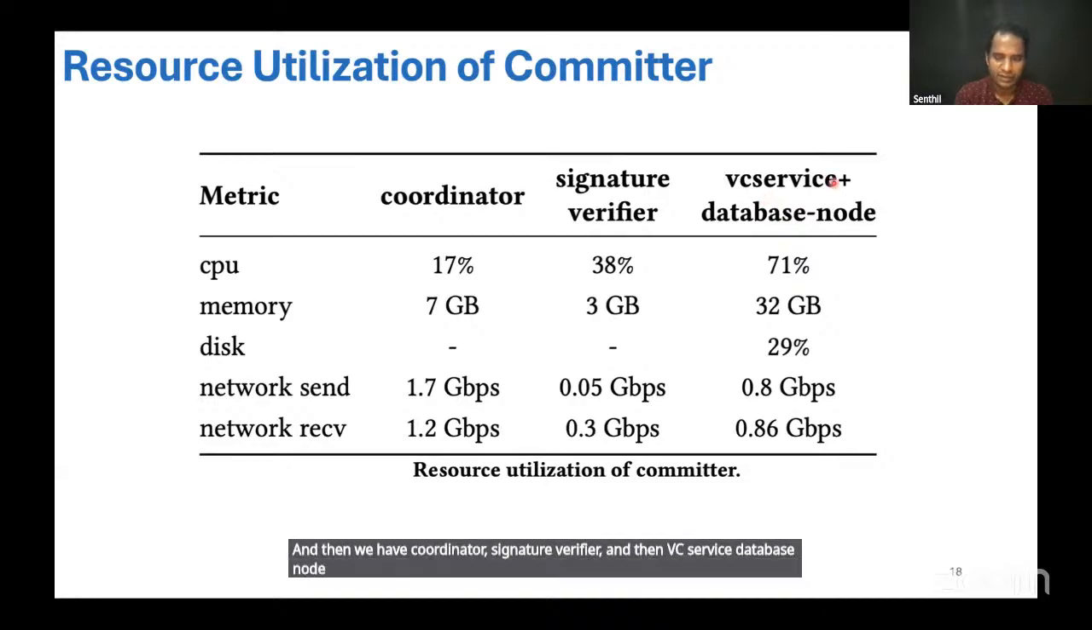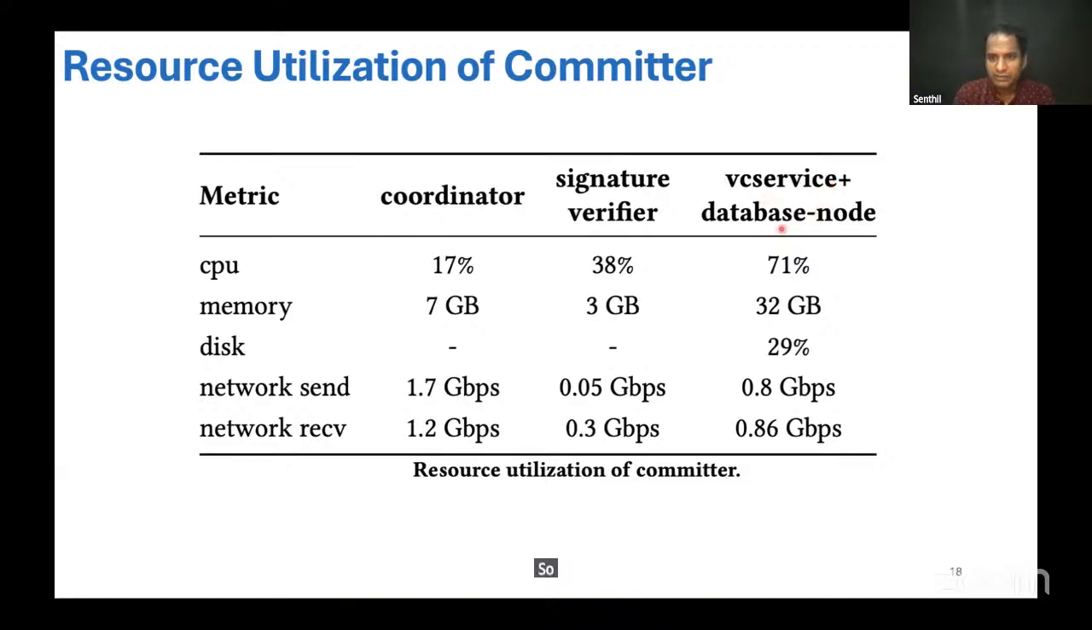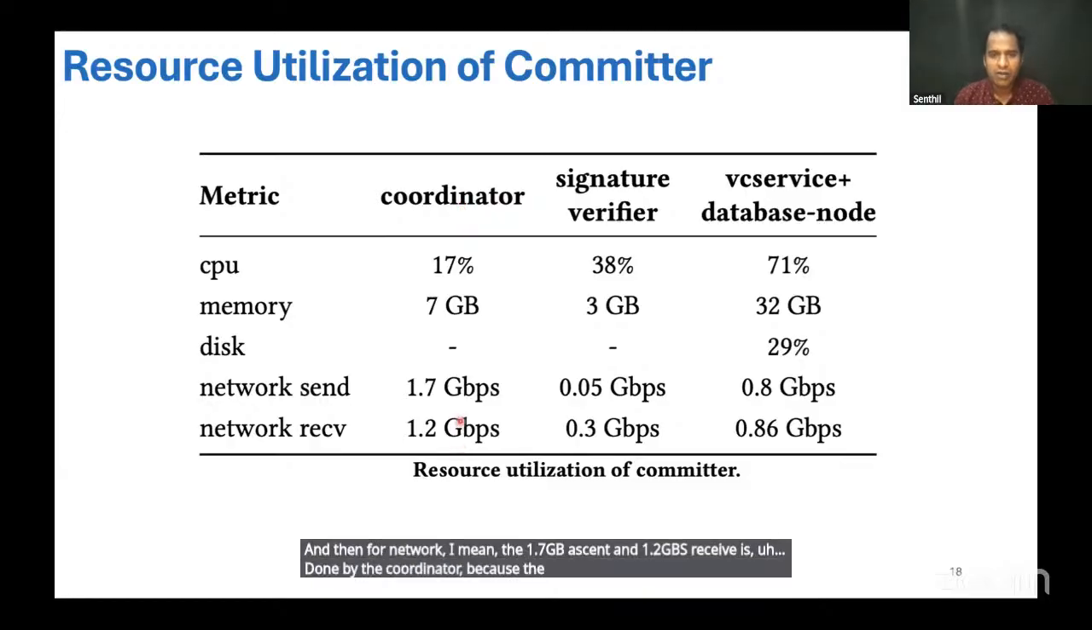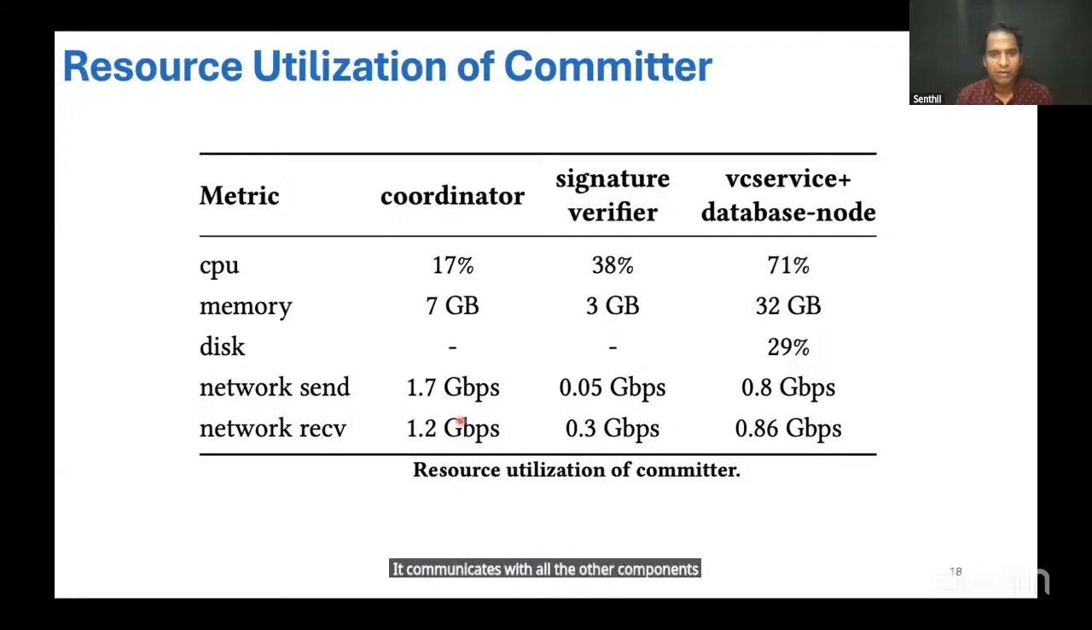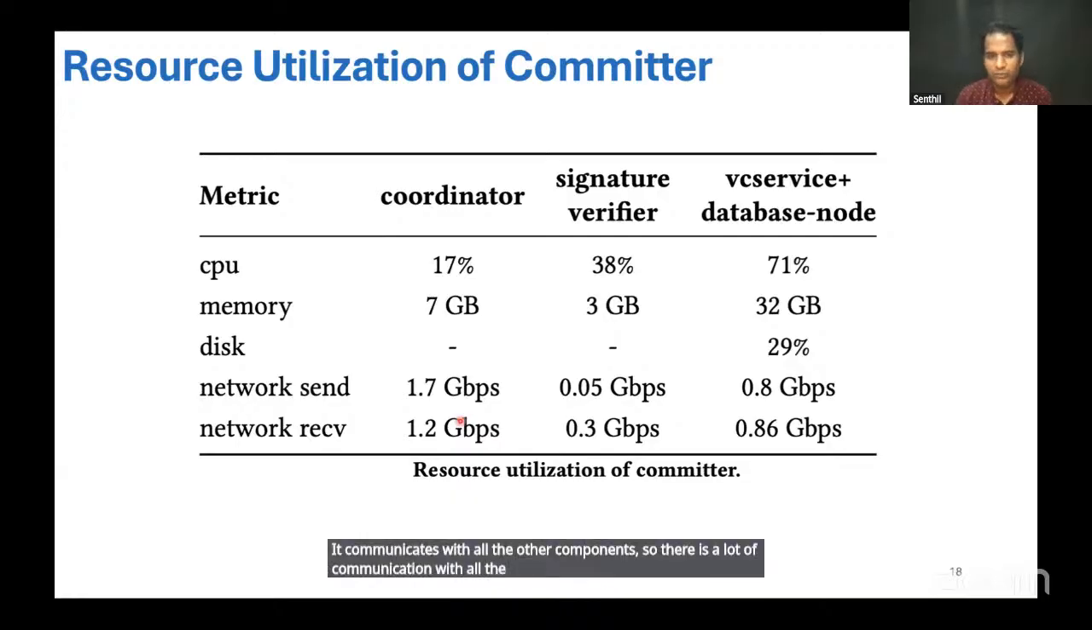They are co-located. So the VC service and database node consume the most CPU, memory, and disk, mainly because of the database, not the VC service. And for network, the 1.7 Gbps send and 1.2 Gbps receive is done by the coordinator, because the coordinator is like a heart, right? It communicates with all the other components. So there is a lot of communication with all the other components, so the network utilization is high.